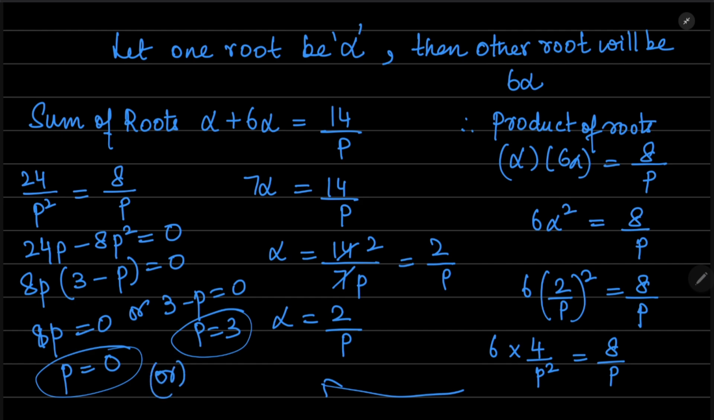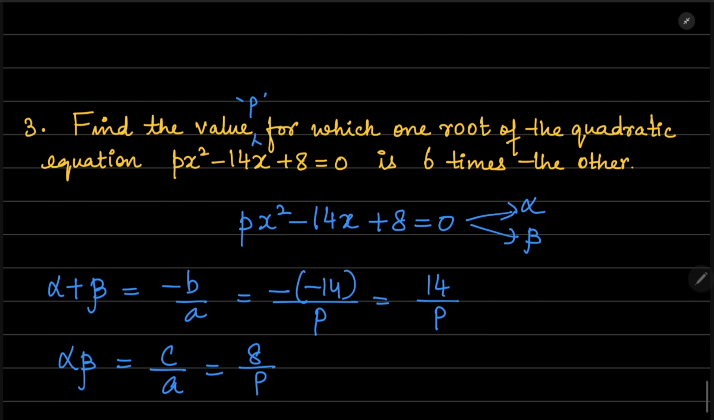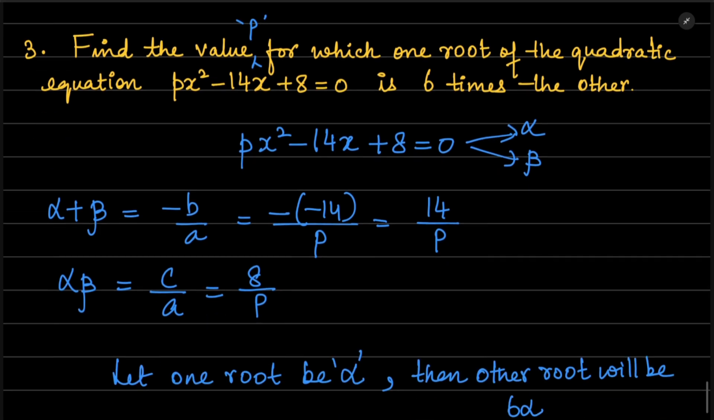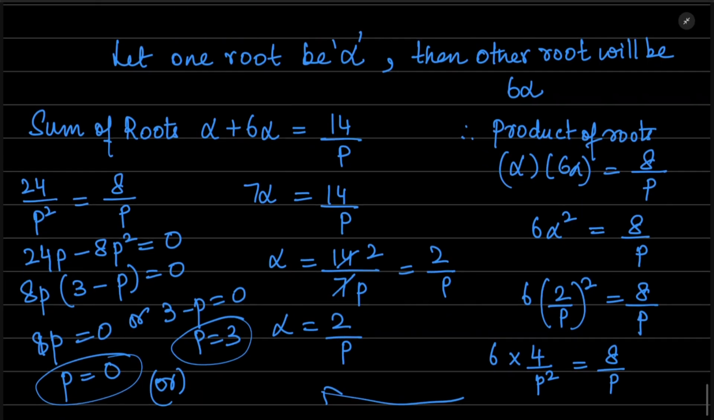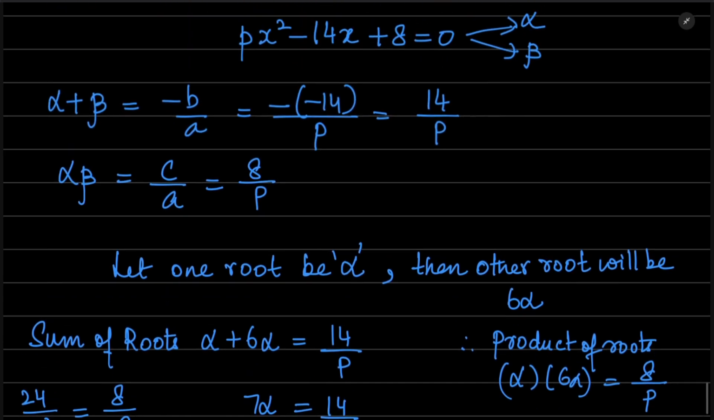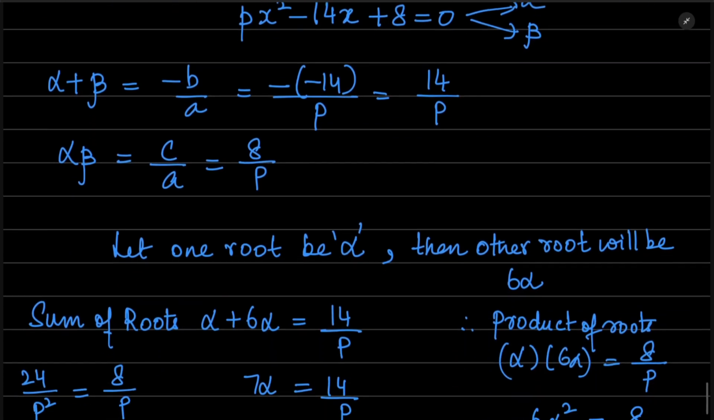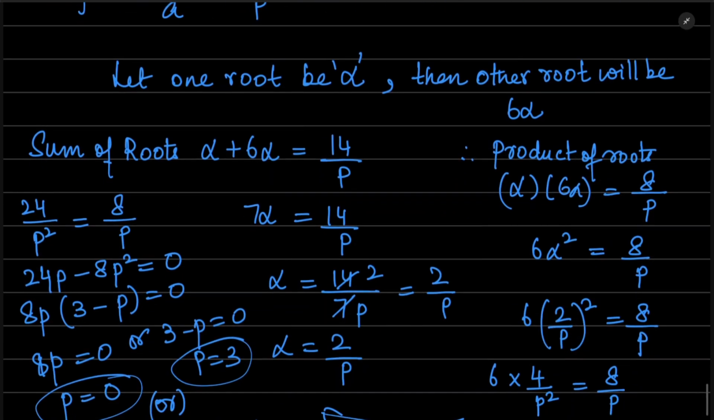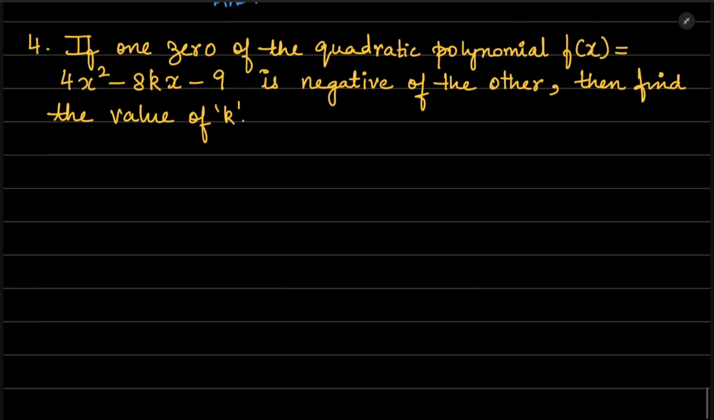So, this or this is the answer. Find the value of p for which one root of the quadratic equation is 6 times the other. So, you will have either p can be 0 or p is equal to 3 as the answer. Please make sure you do this question. So, these are the kinds of questions which you have to practice. Pause the video, do it, do everything step by step. The next question, let's move on to the next.